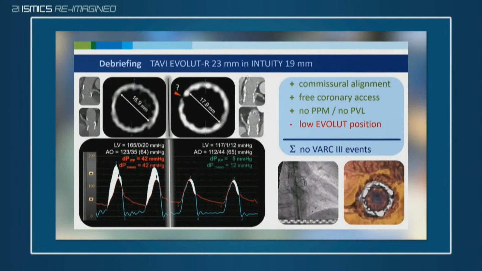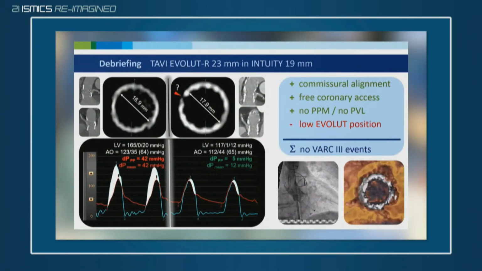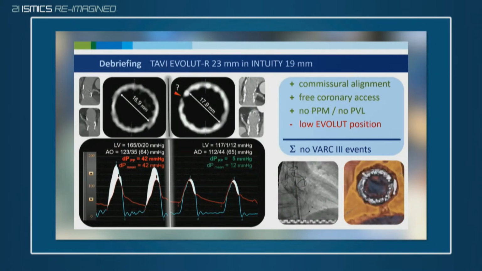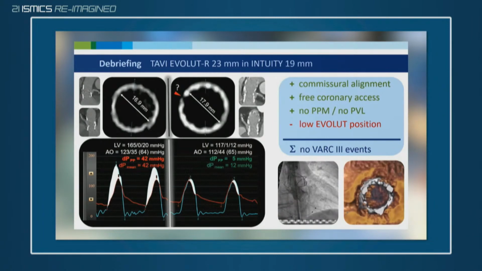Summarizing the procedure, device success was achieved without PVL and a peak-to-peak gradient of 5. The Evolut prosthesis was deployed in the lower position related to the oblique approach angle. In the post-procedural CT scan, a discontinuity and an enlarged internal diameter of the ring of the Intuity were recognized. Redilatation and possible ring fracture as well as the supra-annular design were found to be effective to minimize PPM. The commissures of the Evolut were found to be anatomically aligned, which guarantees unrestricted access to both coronary arteries.